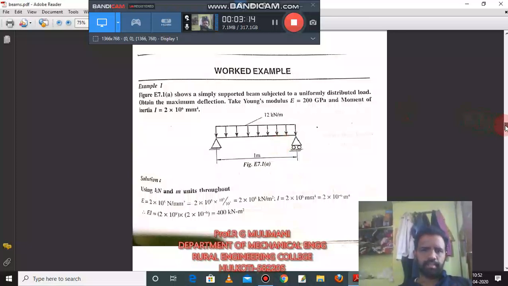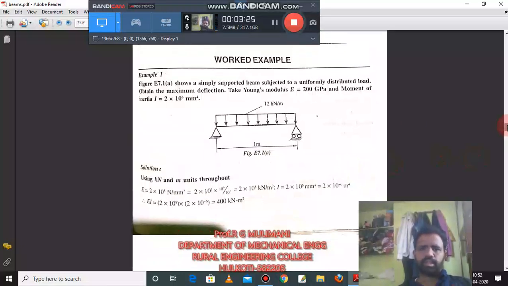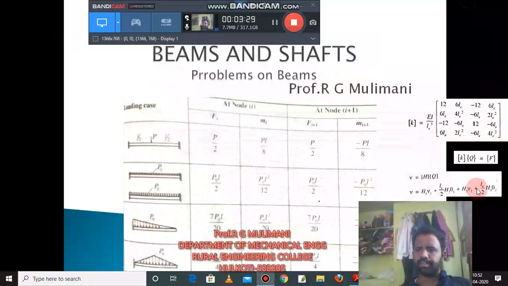To avoid bigger values, it is taken in the unit kilonewton per meter square and forces are taken in kilonewtons. Now to find the nodal displacement, we need the stiffness matrix and the nodal force vector. Let us find the stiffness matrix for the beam element. To find the stiffness matrix, what is required? LE, Young's modulus and moment of inertia.